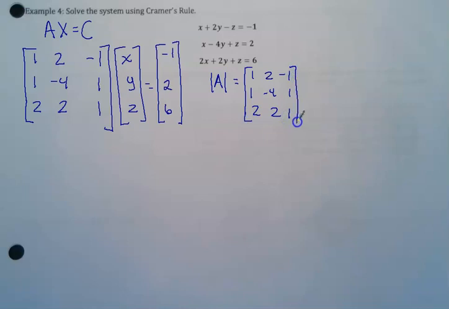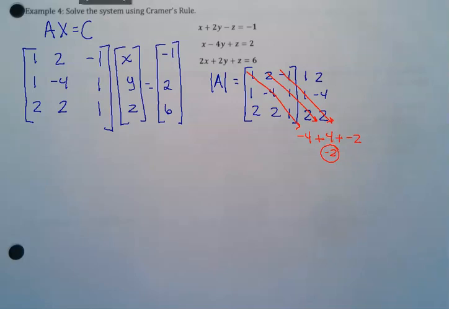Then remember we have to rewrite those first two columns. So 1, 2, 1, -4, and 2, 2. That's so we can work our diagonals. So we've got 1 times -4 times 1 is -4, plus 2 times 1 times 2 is 4, plus -1 times 1 times -2 is going to be -2. So -4 plus 4 is 0, plus -2 is -2 here.